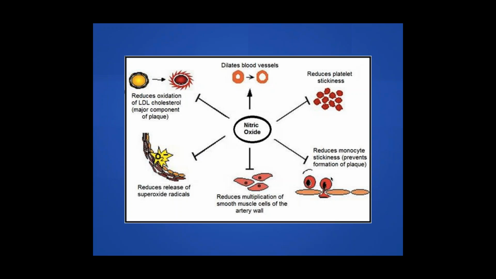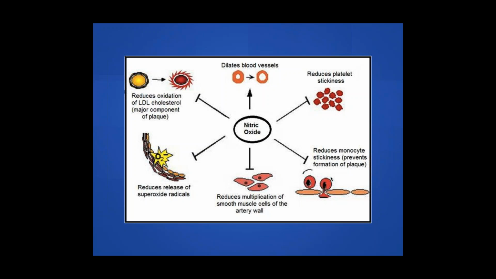So again, just to reiterate, we're looking at the dilation of blood vessels. If blood vessels are constricted, then we're looking at high blood pressure. It reduces platelet stickiness. Again, with platelet stickiness, we're looking at thick blood and high blood pressure. It reduces monocyte stickiness, reduces multiplication of smooth muscle cells of the artery wall, and reduces the release of superoxide radicals.